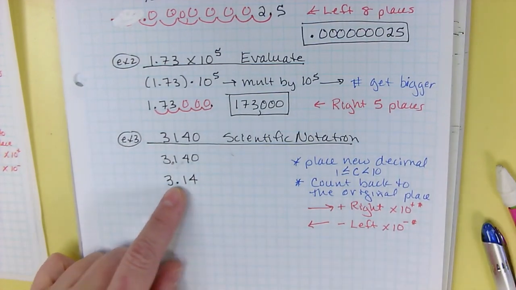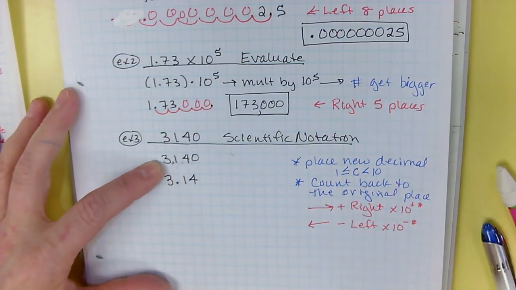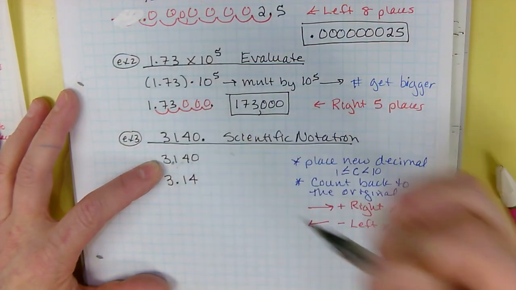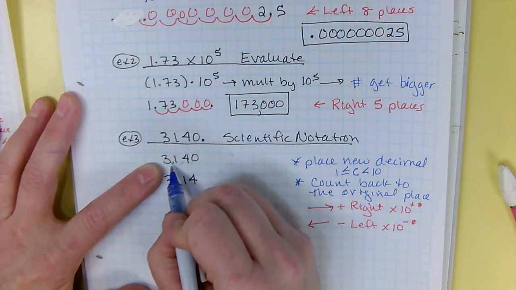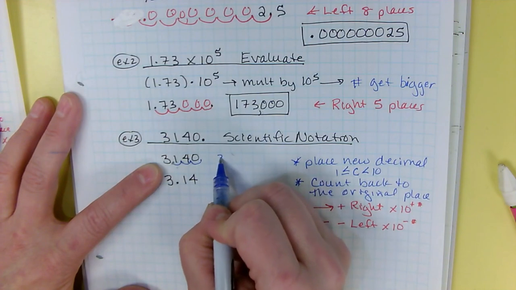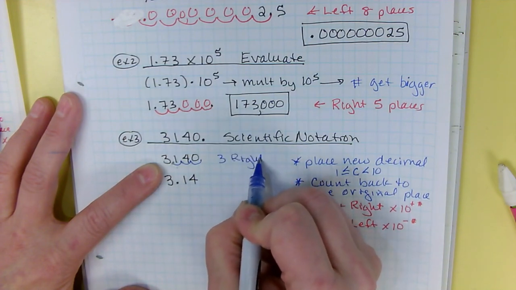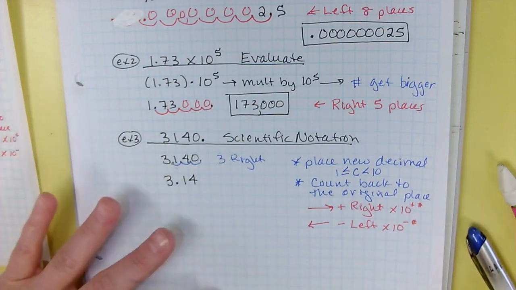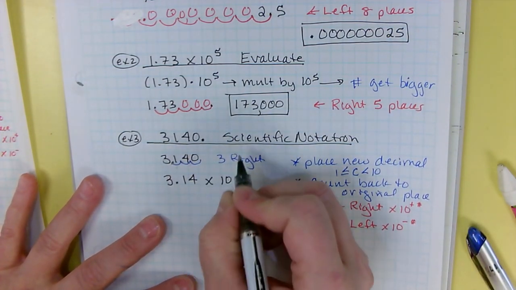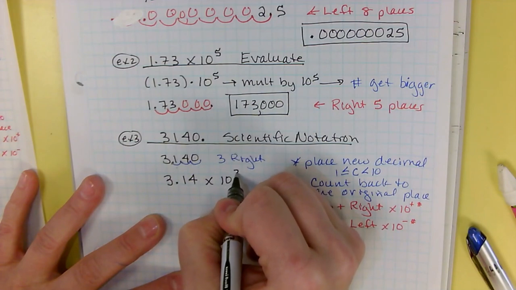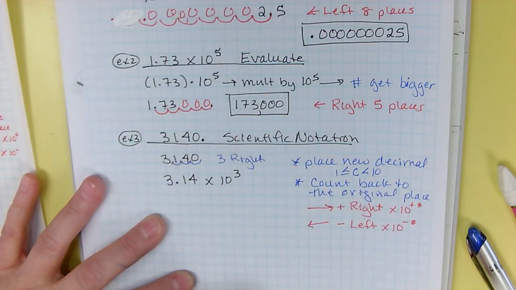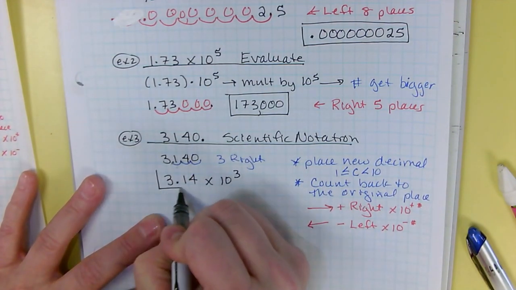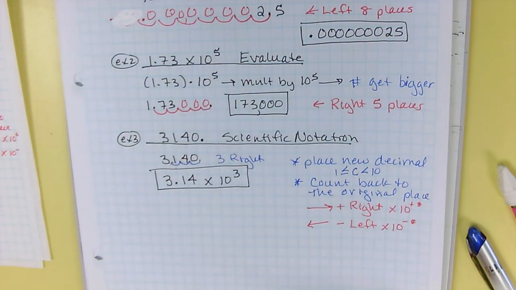Now, in this case, for me to count back to where it was, the invisible decimal was here, I have to go 1, 2, 3 to the right. So right means positive. So I'm going to have times 10 to the power of 3, because I had to go 3 to the right to get back to the original number.